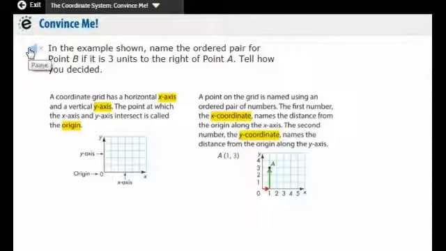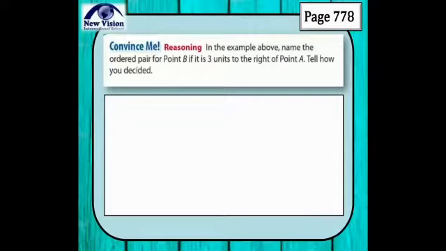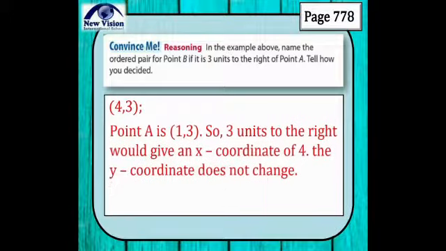In the example shown, name the ordered pair for point B if it is 3 units to the right of point A. Tell how you decided. Okay, let us answer convince me. 4, 3. Point A is 1, 3, so 3 units to the right would give an x-coordinate of 4. The y-coordinate does not change.